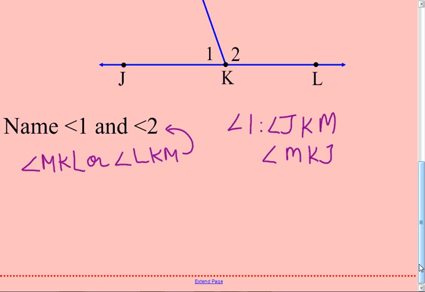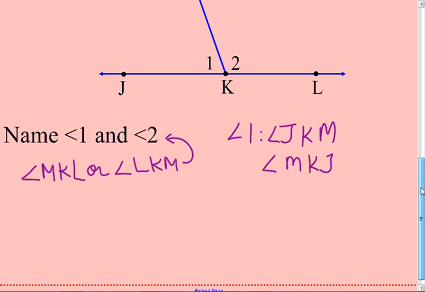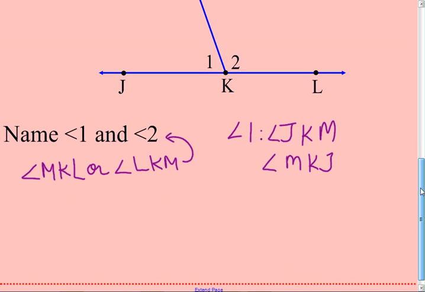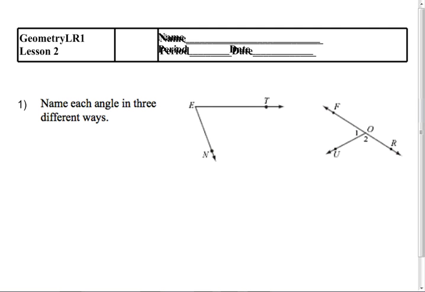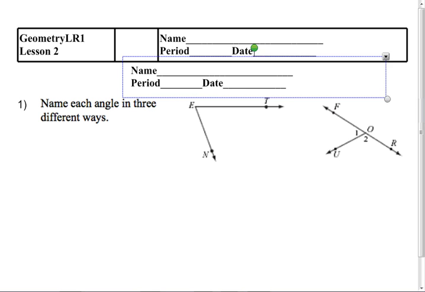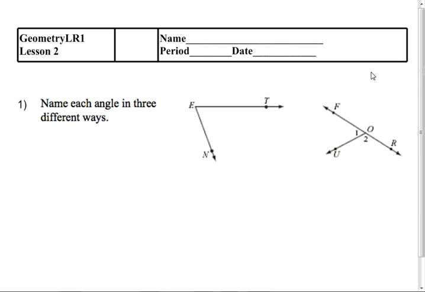Okay, so what we did today was name angles, bisect angles, and measure with protractors, and make sure I did it right. And we drew angles with protractors, and that's what the assignment's going to be. There. So name the angle in 3 different ways. What are the 3 ways you can name this angle?